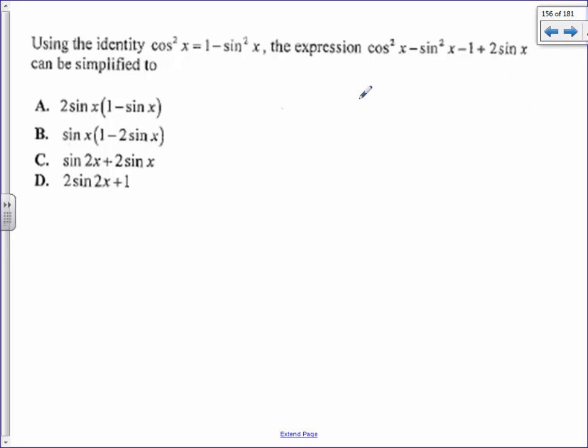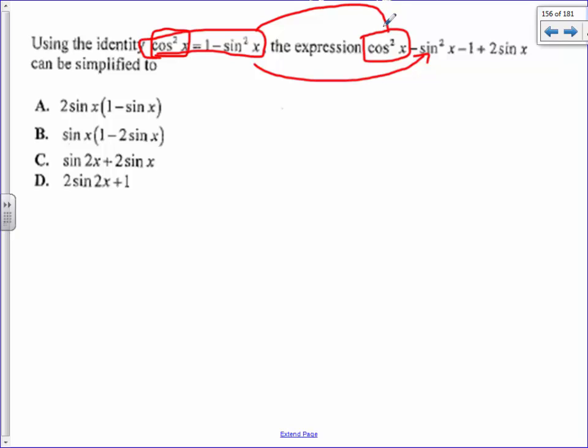Okay, let's try one here. It says to use this identity to take this expression and simplify it. Well, I think they did this on purpose. They've identified the cosine squared by itself. So I feel like we should take this cosine squared and put that in its place and see where it takes us. Does that make sense? So rather than writing this cosine squared x, I'm going to write 1 minus sine squared x. And I'm going to keep going. I'm going to write the next minus sine squared x minus 1 plus 2 sine x.